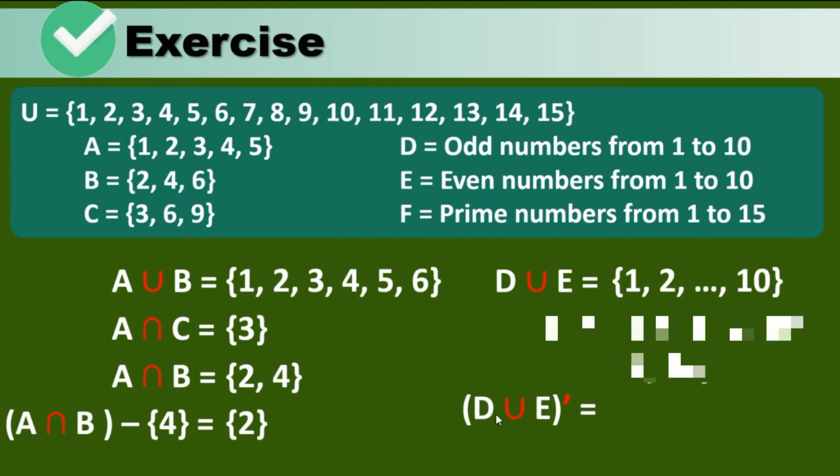Next, quantity of D union E complement. So we need first to operate the quantity inside the parentheses. D union E is actually 1, 2 up to 10. But the problem here is the complement. So what is the complement of the set that contains 1, 2, 3 up to 10? Using this universal set here. So therefore, what's left is 11, 12, 13, 14, and 15. Did you get it?